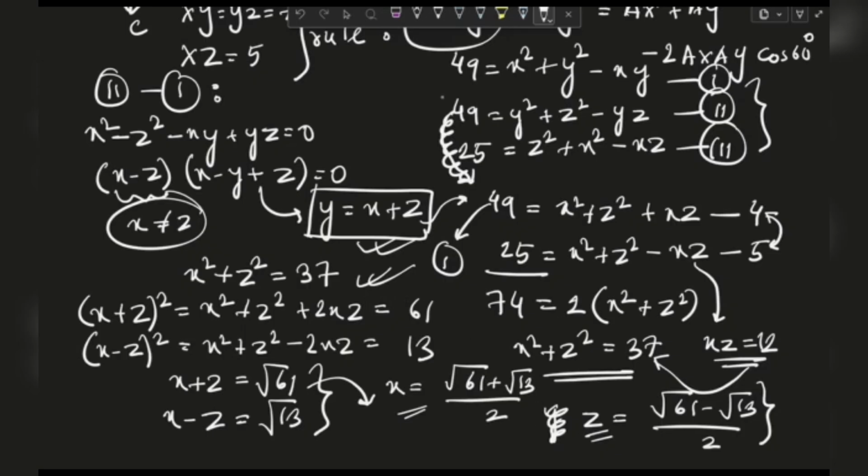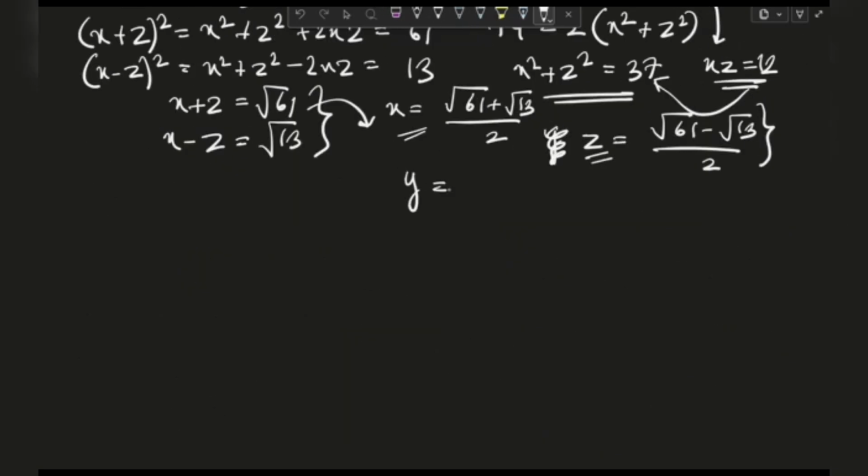So now let's find y, which is equal to x plus z. So y becomes x plus z, root 13 cancelled, and 2 root 61 by 2, so root 61.